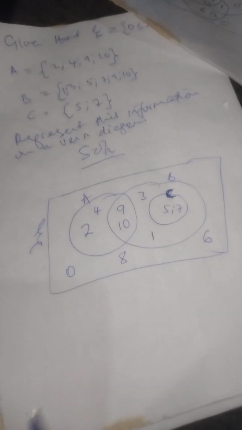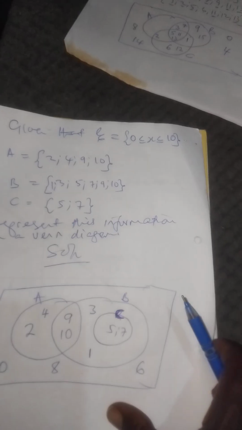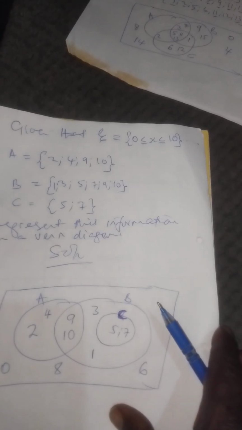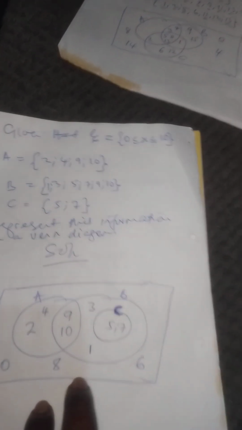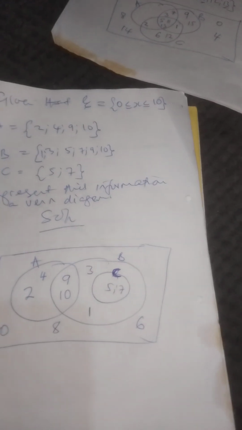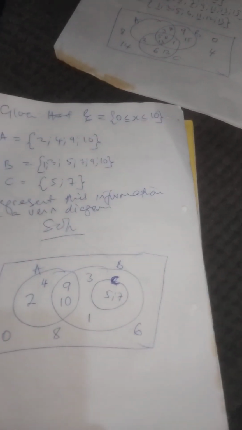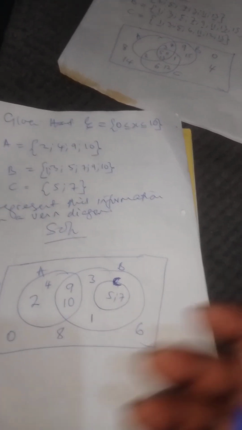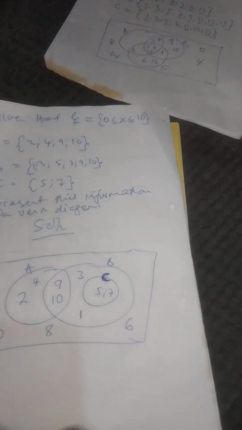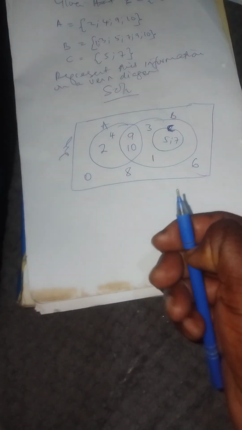So guys, this is our set representation of information on a Venn diagram. There are so many examples. We can use triangles. We can use many features to represent information on a Venn diagram. I've just given you an example whereby I use the concept of numbers to represent information on a Venn diagram.